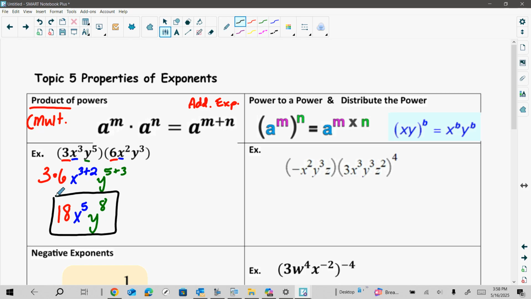Now, for our power to power rule, we have to distribute the power, okay? So basically, to know if it's a power to a power, we need to see these parentheses and we need to see the exponent, the power, outside the parentheses. And so they're showing that whenever it's power to a power, you multiply the exponents or you distribute the power. So where they're taking this b and putting it to each variable, that's why they have x to the b and y to the b.